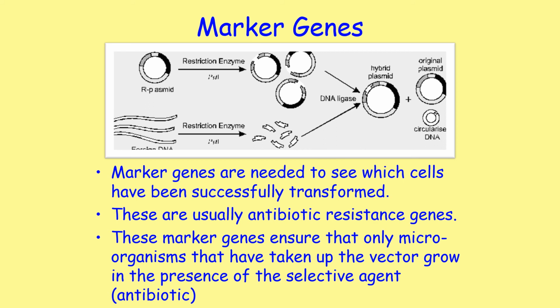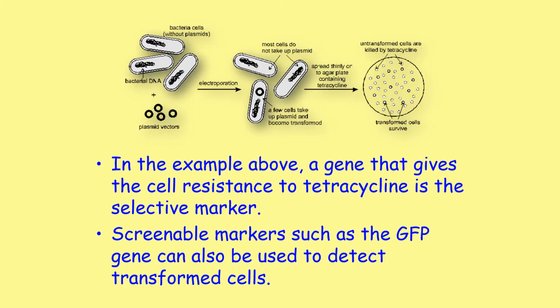It would be a total waste of time, money and energy if you were growing all of those cells in the fermenter, and only 33% of them are actually the ones that are going to produce the protein that you're after. So marker genes allow us to see which particular E. coli cells have taken up our recombinant plasmid. So I've just given you an example in the picture above here.